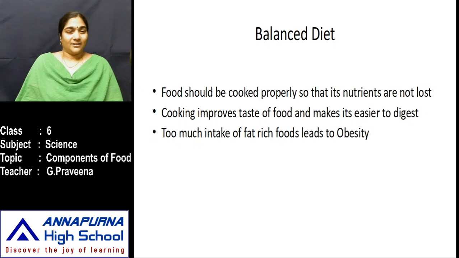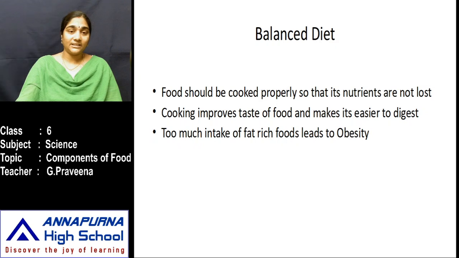And nowadays we are finding that children are habituated to eating junk foods, but intake of these foods and those foods which are rich in fat leads to a condition known as obesity. And most of the children these days are affected with obesity. They are facing obesity problems, right?